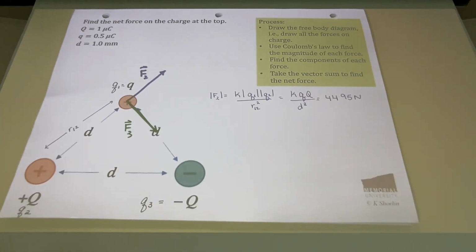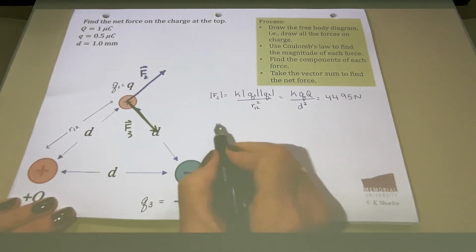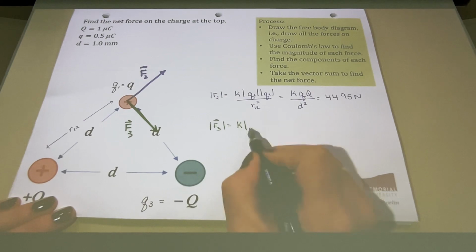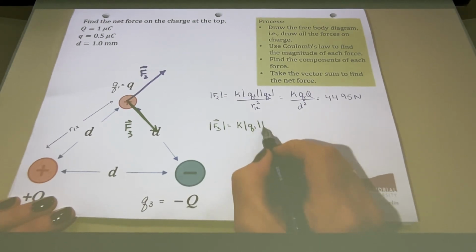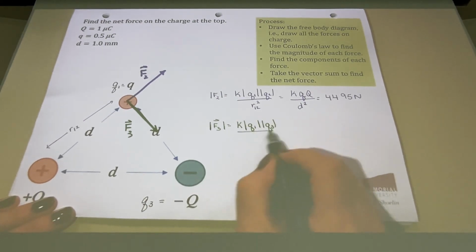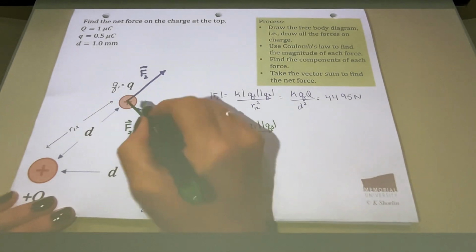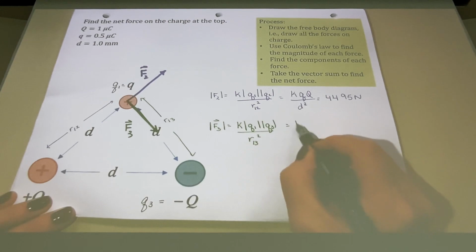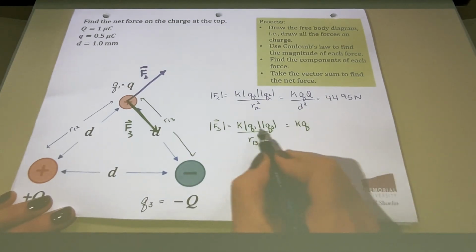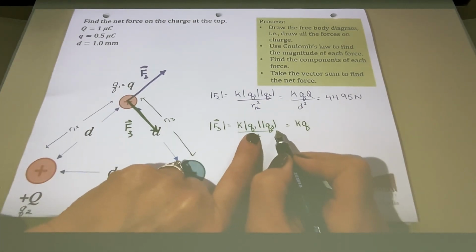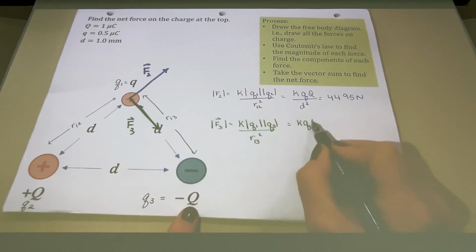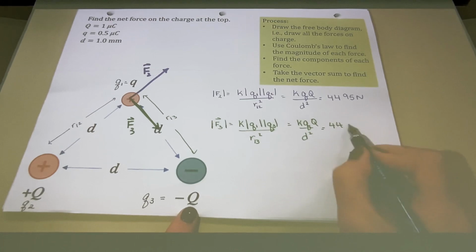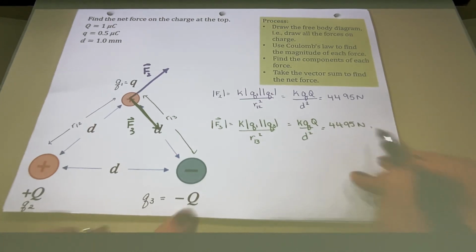For my force F3, that's going to be K times the magnitude of charge 1 times the magnitude of charge 3 divided by the distance between 1 and 3 squared. So that's going to be K times lowercase q. Remember, these are magnitudes of charges. The magnitude of this charge is plus q divided by d squared, also 4,495 newtons.